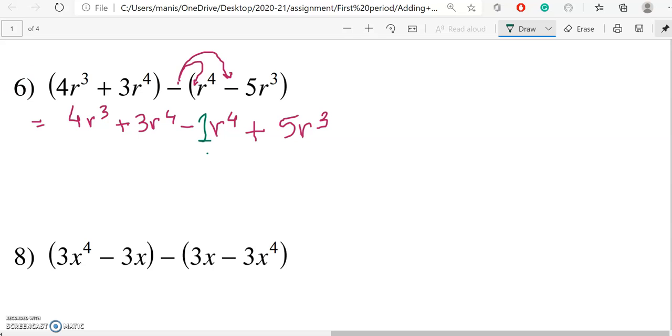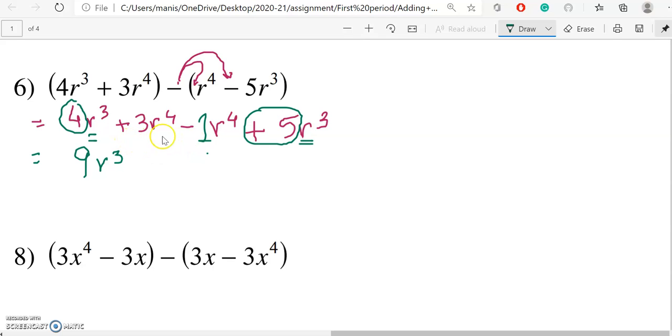Now let's start working on this. So what we are doing is we are combining like terms. So let's look at r cube. Do you see r cube? No. Oh, this is r cube. Bring this r cube down. Now we will add the coefficients. This is your positive 4, and this is again a positive 5. So what is 4 plus 5? That's your 9.